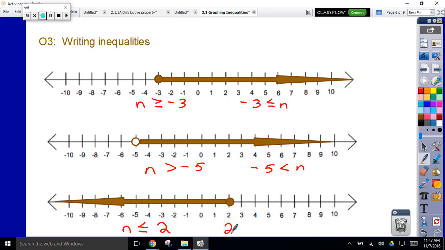So then what's true about 2? 2 is what compared to n? Anyone tell me the other way? Megan? Greater than or equal to n. Good. I can also say that 2 is greater than or equal to n. Okay, any questions about this? Okay, next 3 are examples for you to try.